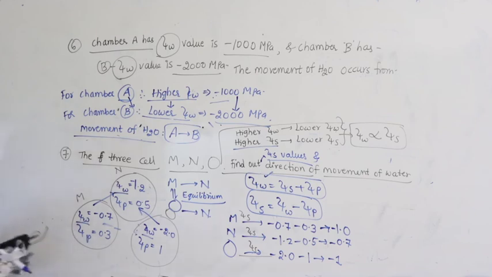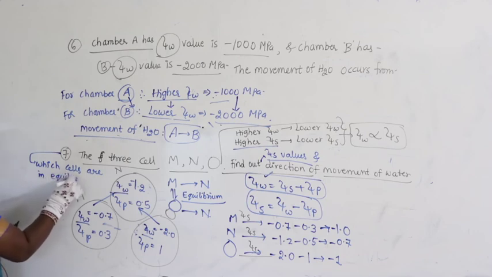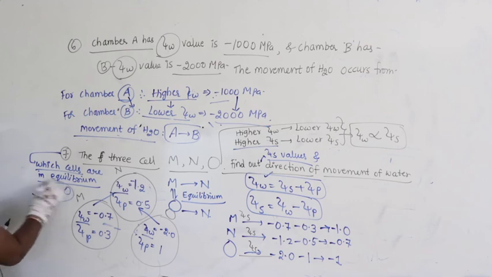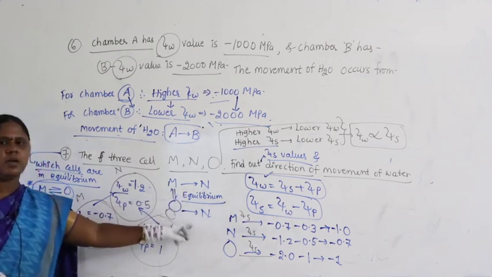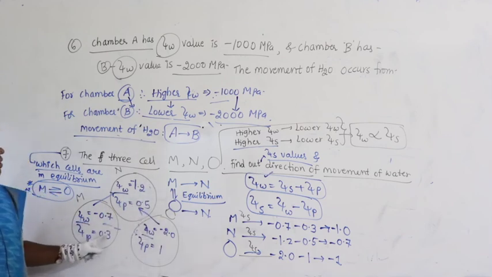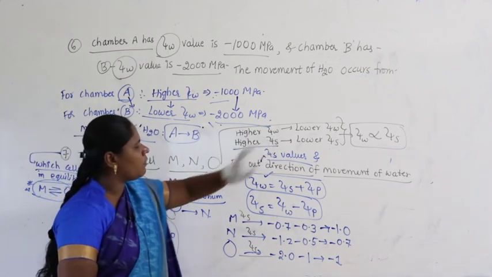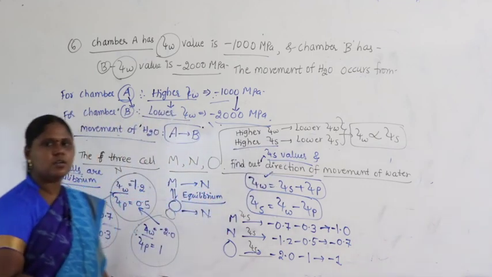In the same question they may ask you which cells are in equilibrium. You have to remember which are in equilibrium. M and O are in equilibrium. So, when option A is given as M to N, option B is given as O to N, option C is both A and B, then both A and B will come. Why? Because the movement happens not only from higher water potential to lower water potential, but also from higher solute potential to lower solute potential.